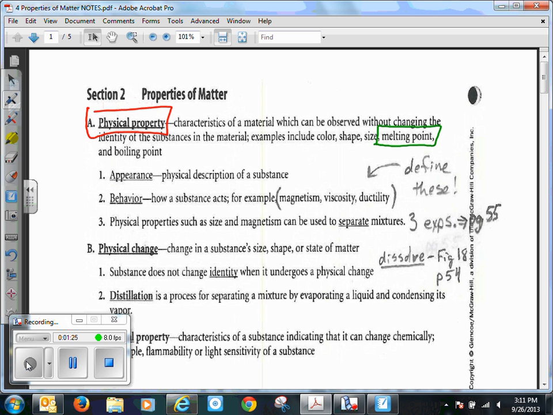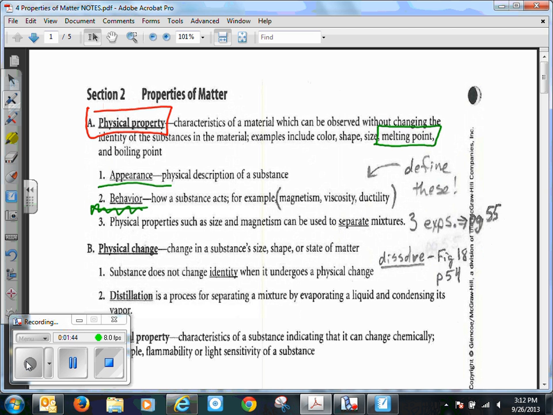So appearance is a physical property. Behavior, or how a substance acts, can be. Now, when I think of behavior in chemistry, I'm thinking about chemical properties. But if you're thinking of behavior in this way, then you're right.